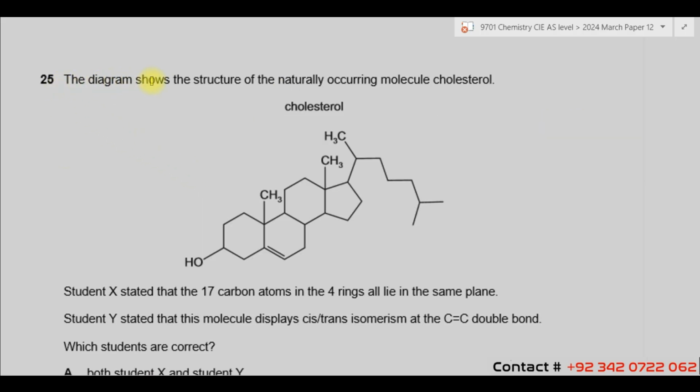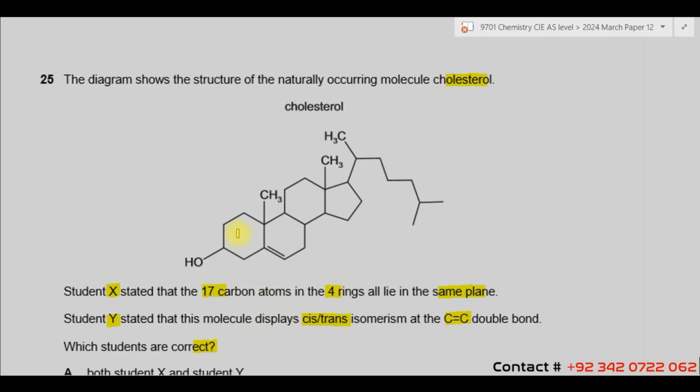Question 25. The diagram shows the structure of the naturally occurring molecule cholesterol. Student X stated that 17 carbon atoms in the 4 rings all lie in the same plane. Student Y stated that this molecule displays cis-trans isomerism at the C double bond C. Which students are correct? Okay, let's see.